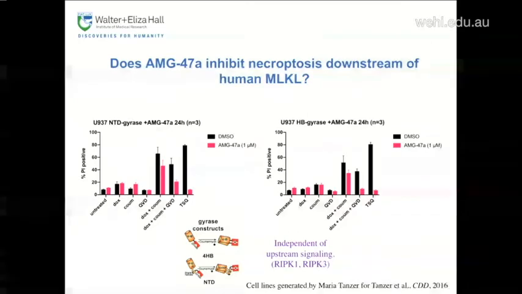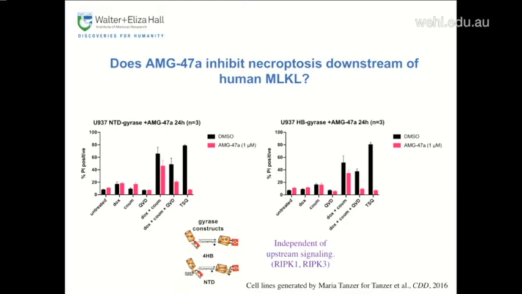The next question was, how is this drug working in human MLKL? Originally I tested this with the dimerizable gyrase constructs of the N-terminal domain, either the four helical bundle on its own or the four helical bundle with the brace region. If we dimerize these with the divalent antibiotic coumermycin, this causes cell death absent of upstream stimulation, and these cell lines were made by Maria Tanzer originally.